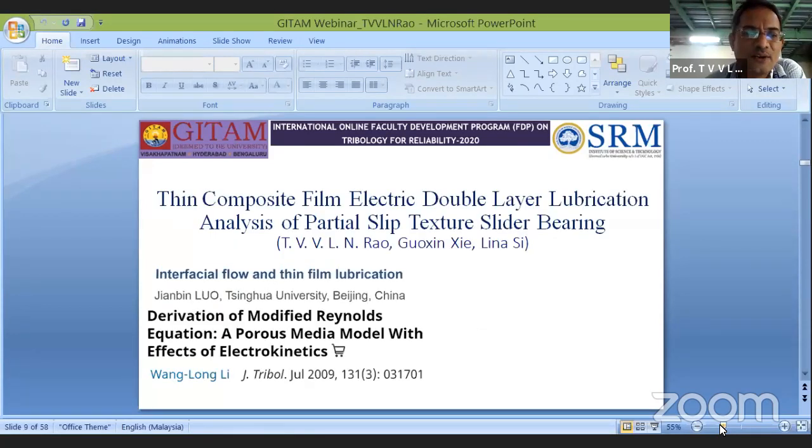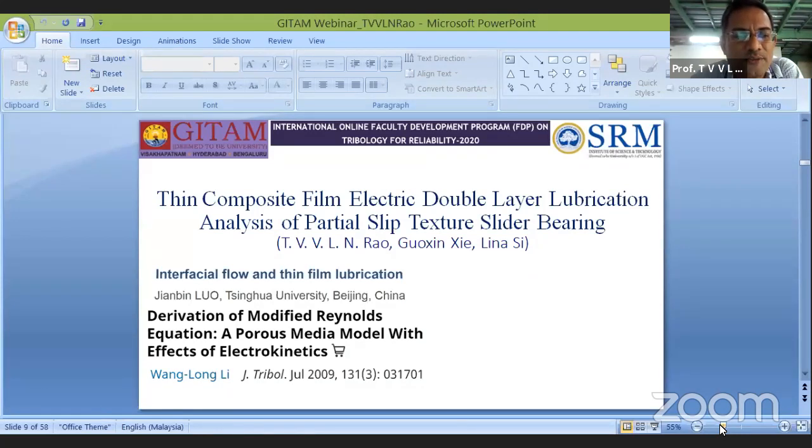Before I proceed further, I want to say that this is another area of work that we are currently undertaking along with my Chinese colleagues, Professor Guozhen and Professor Lina. They are from Beijing, and Professor Guozhen also was a student of Professor Jianbin, as well as now a colleague with Professor Jianbin in Tsinghua University. In fact, in the area of thin film lubrication, Professor Jianbin is one of the pioneers from Tsinghua, and he has developed a number of models. They have advanced the experimental methodologies to see the phenomenon of the thin film lubrication in the bearing. So a lot of work was carried out.